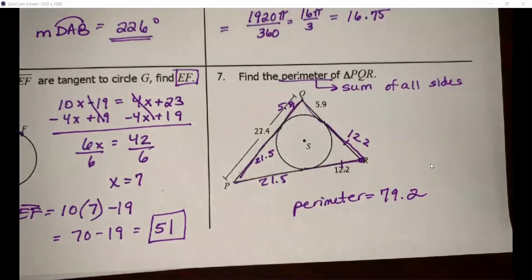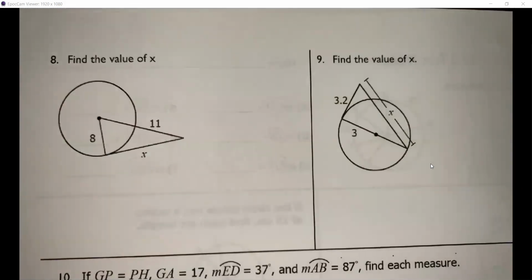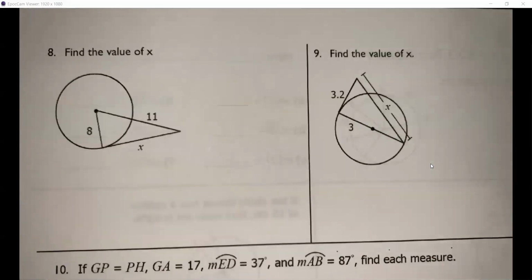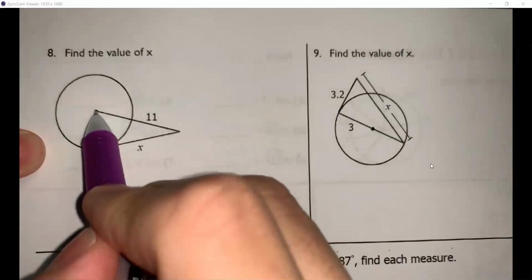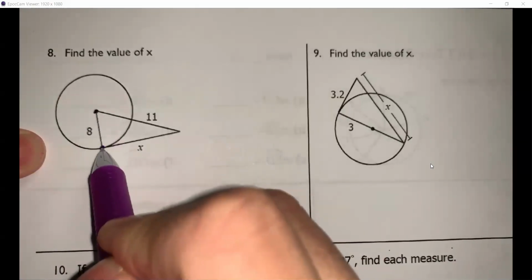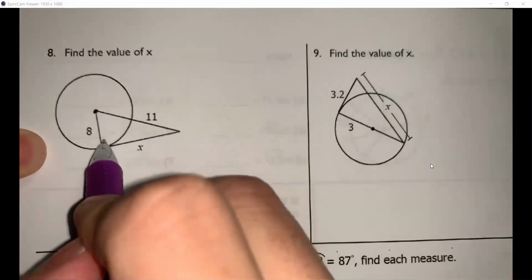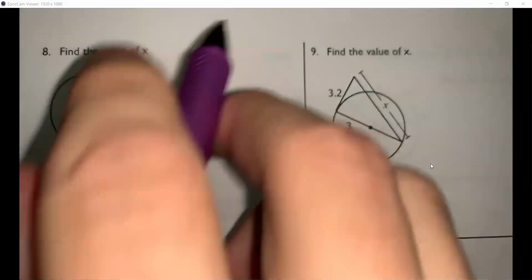And now, of course, there is a back page to this because there's plenty of circles to be learned. If I look at number 8, I have more tangent line properties. The other property you have to remember about tangent lines is that if I connect my radius to the point of tangency of my tangent line, the angle that forms there is a right angle.